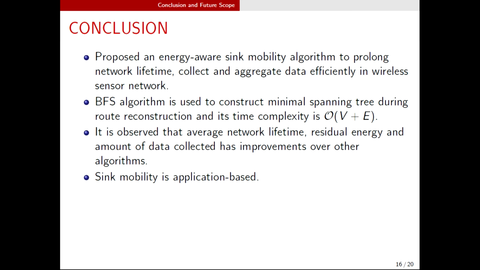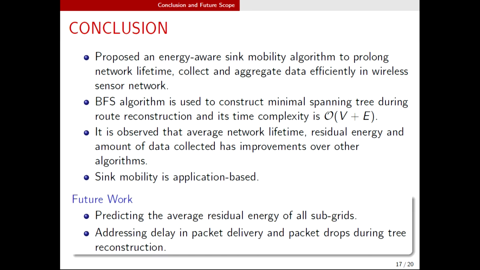Again, to conclude, sink mobility is always application specific. If the application demands sink mobility, then these kinds of algorithms can be applied. Future work: this basic idea of moving from one subgrid to another subgrid is a very simple approach, but in future work we have already extended this work to predicting the average residual energy of all the subgrids in the network.